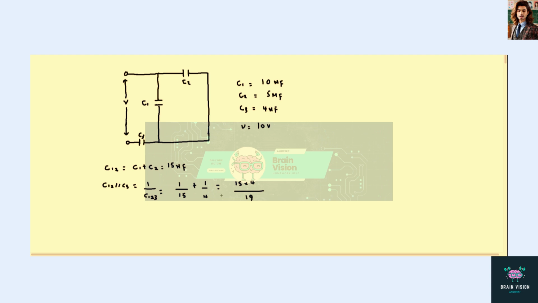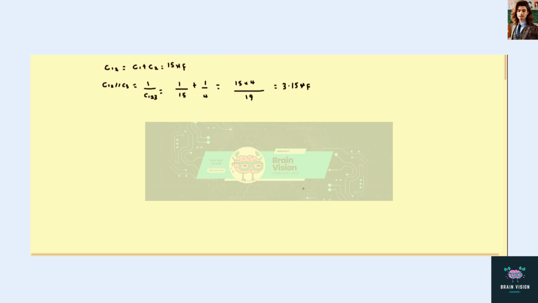So the equivalent capacitance for C1, C2, and C3 is 3.15 microfarads.